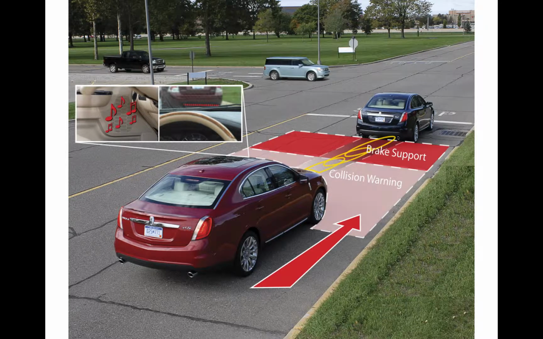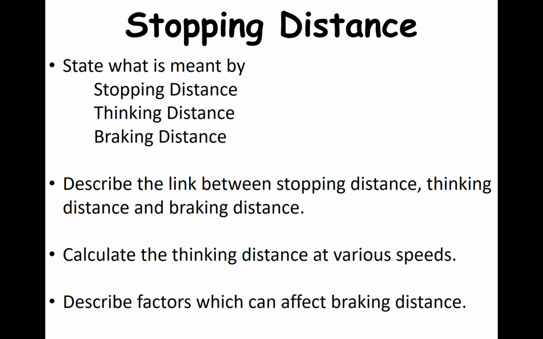This lesson is on the stopping distance of vehicles. So our title today is Stopping Distance. Our objectives are that we should be able to state what is meant by stopping distance, thinking distance, and braking distance. We should be able to describe the link between stopping distance, thinking distance, and braking distance, calculate the thinking distance at various speeds, and finally describe factors which can affect braking distance.